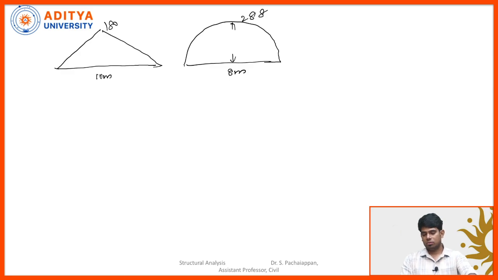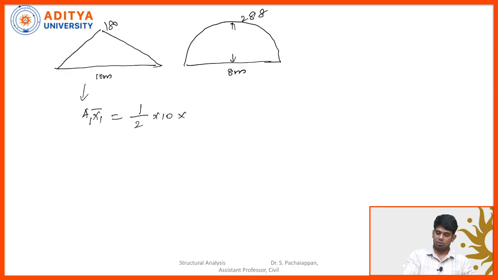Now I need to calculate the area of the bending moment diagram. Let's calculate A1 x1 bar, equal to the area of the first diagram. The area of the triangle is half into base into height, which we calculated as 180, into the centroidal distance. Since it is symmetrical, if you draw the dotted line here, the left-hand portion and right-hand portion are equal. That is called symmetrical. So if it is symmetrical, we can put span by 2.